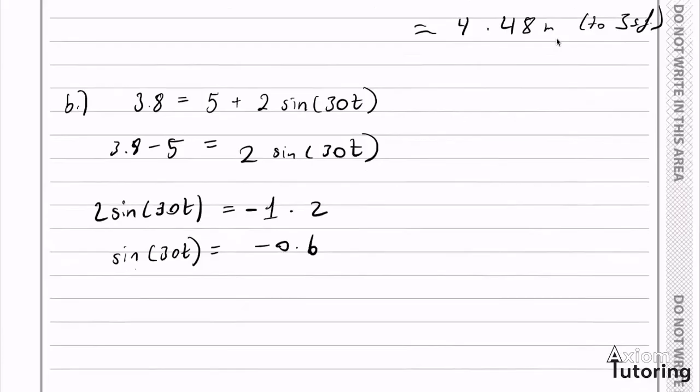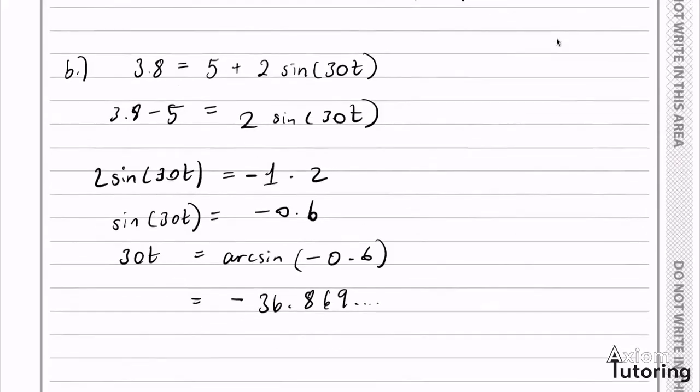Okay, so we want to now use our arcsine function on our calculator to calculate our value for t. So 30t will equal arcsine of minus 0.6. So use the calculator to see what that gives you. Arcsine of minus 0.6 is going to give you minus 36.869. So you might be tempted now to just divide through by 30, and that's your value for t.